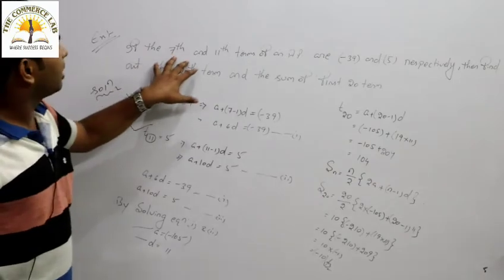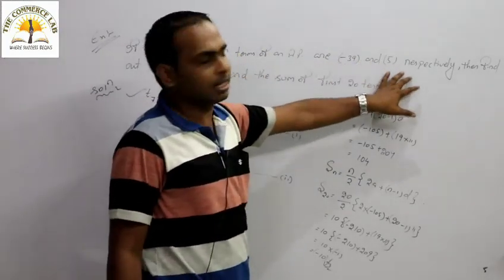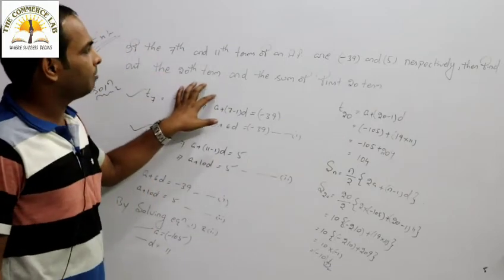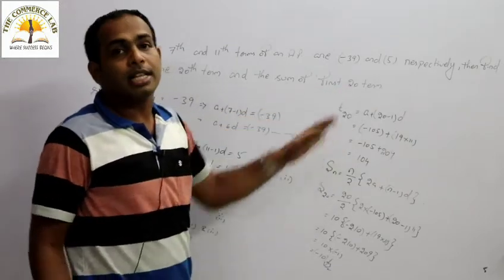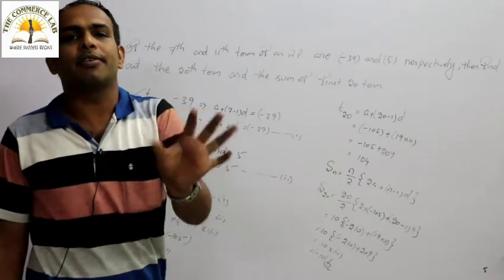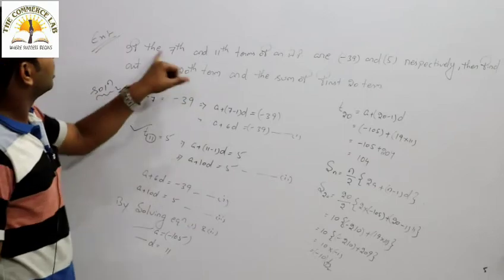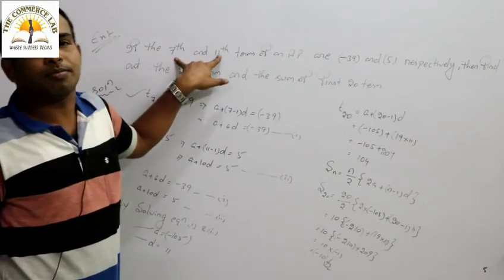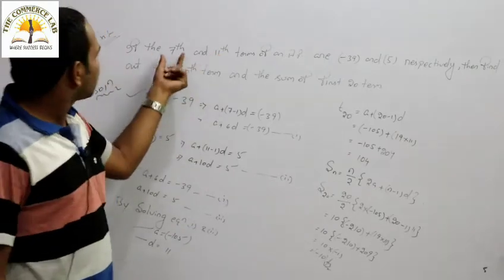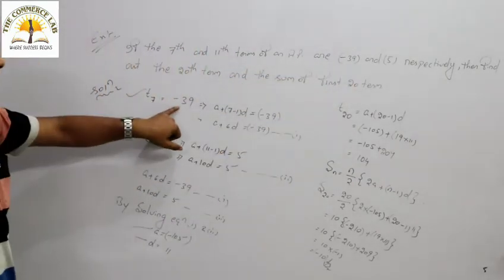So if the 7th and 11th terms of an AP are minus 39 and 5 respectively, then find out the 20th term and the sum of first 20 terms. How do we proceed? First find out what data is given. Here the 7th term and the 11th term are given. So the 7th term is minus 39, T7 equal to minus 39.